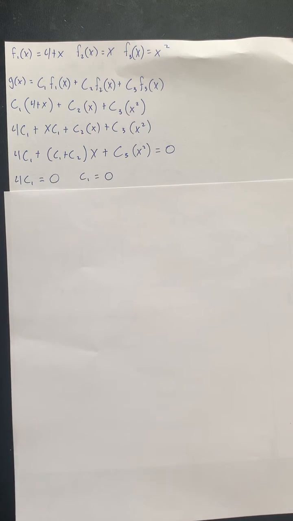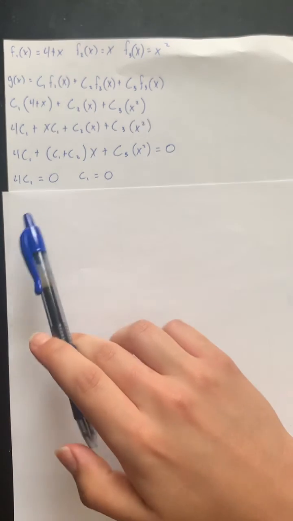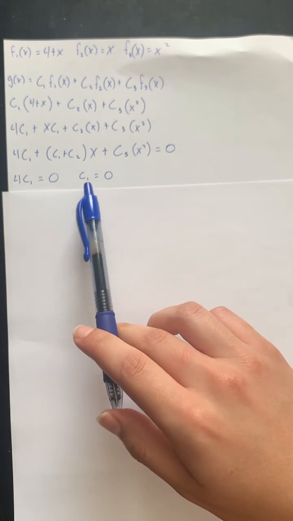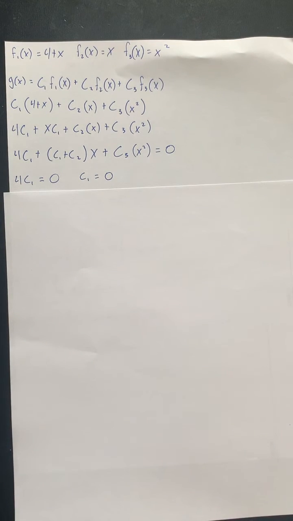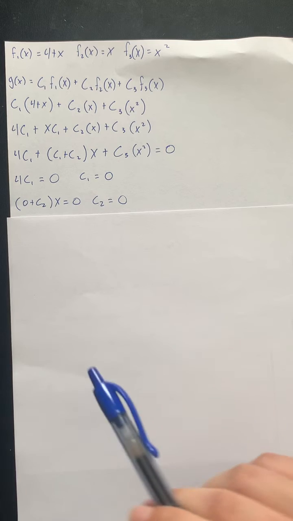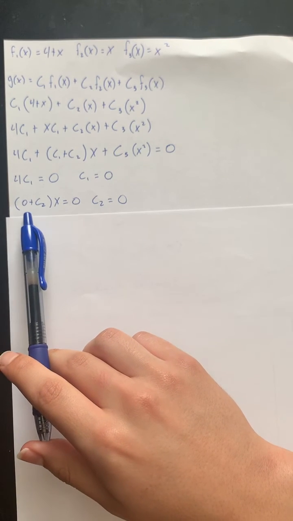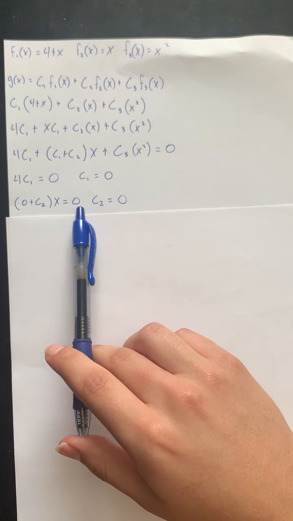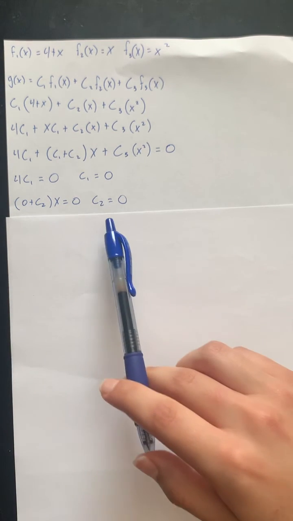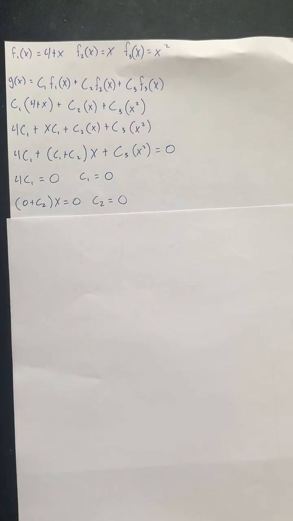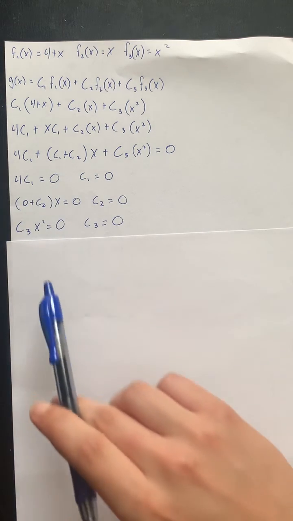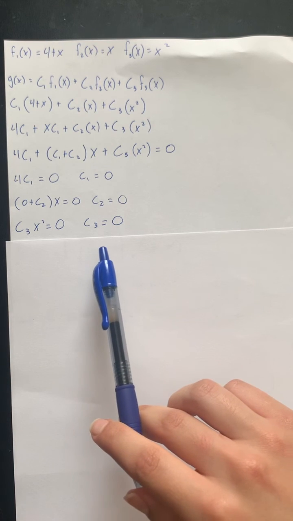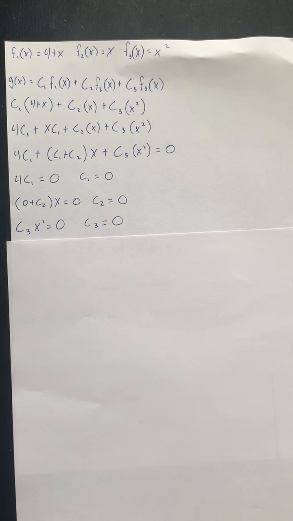So let's start with c1. For this term, 4 times c1 equals 0. It is only true when c1 equals 0. Now here we know that c1 is equal to 0, so we have c2 times x equals 0, and this is only true when c2 equals 0. And for the last term, c3 times x squared equals 0. This is only true again when c3 equals 0.